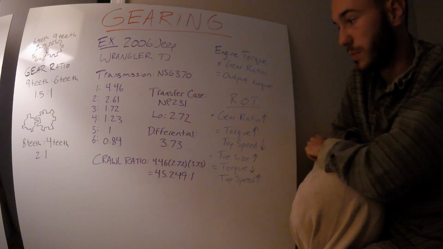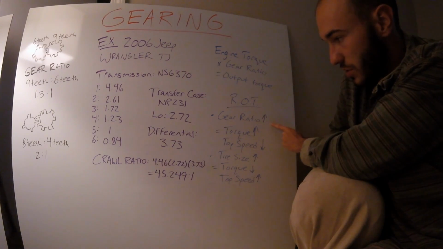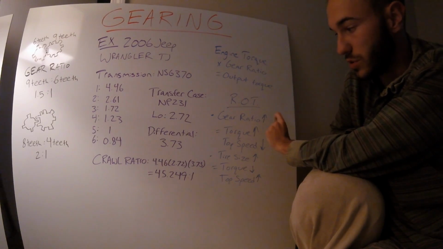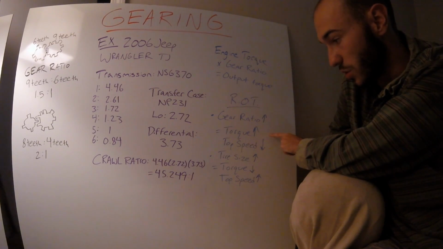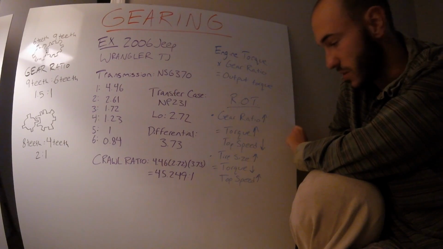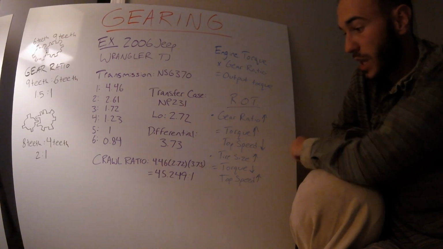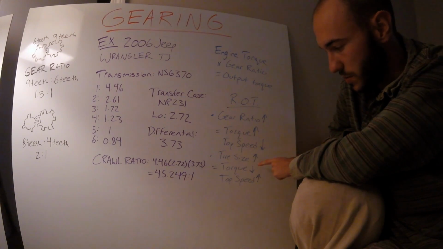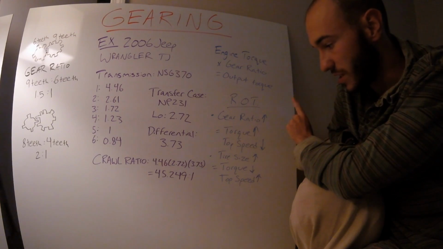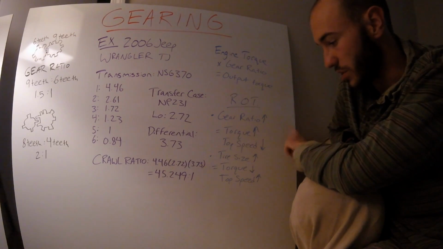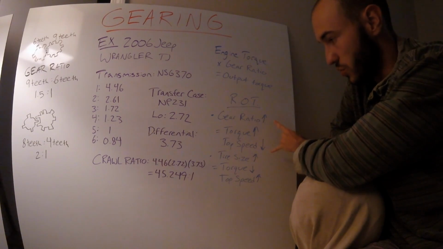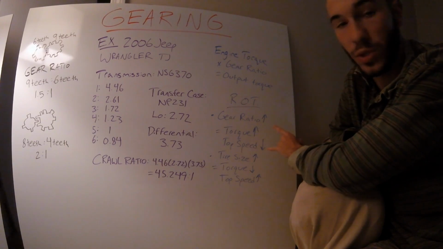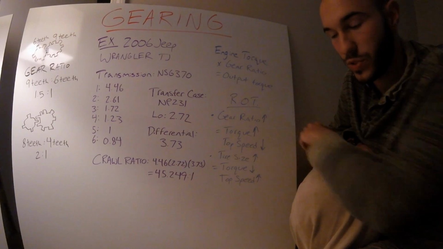Some rules of thumb that we're going to use later. If you increase your gear ratio, your torque's going to go up, but your top speed's going to go down, because that engine has to work harder to achieve the same speed. Conversely, almost the exact opposite, if you increase your tire size, your torque's going to go down, but your top speed's going to go up. We're going to look at why you may want to couple a change in gear ratio with a change in tire size for best results. Alright, next board.